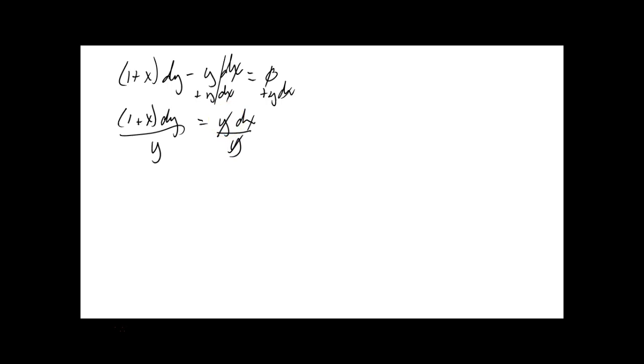Okay, you got the dy's and y's together. That's good. Divided by 1 plus x, so over here, these wipe out. So you have dy over y is equal to dx over 1 plus x. Okay, and now what?